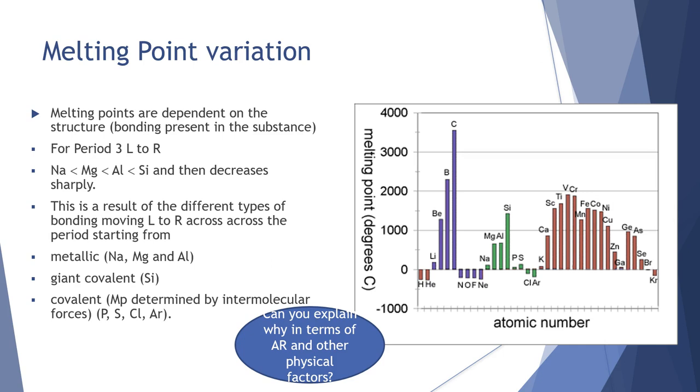So they're dependent on the structure of the substance, remembering that melting points of metals are dependent on the strength of the metallic lattice. Melting points of ionic substances are dependent on the strength of the interaction between the positive and negative ions. And then the melting points of our non-metals are dependent on the intermolecular forces holding a substance together.